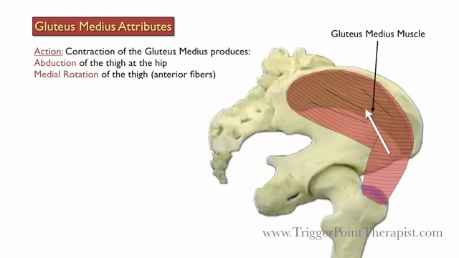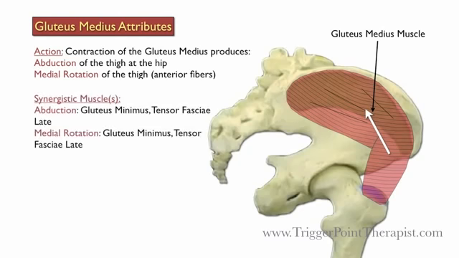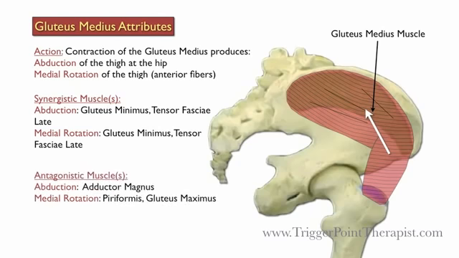Contraction of the gluteus medius muscle produces abduction of the thigh at the hip and medial rotation of the thigh by its anterior fibers. The gluteus minimus and tensor fascia lata are synergistic during abduction, and the gluteus minimus and TFL are synergistic during medial rotation. The adductor magnus opposes the gluteus medius during abduction, and the piriformis and gluteus maximus oppose it during medial rotation.